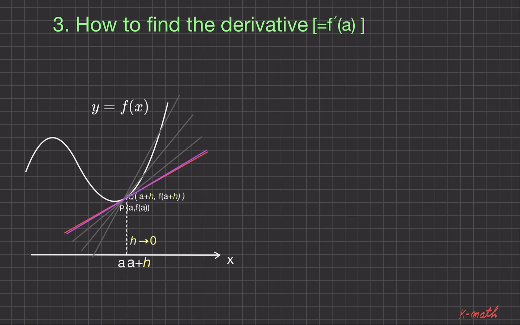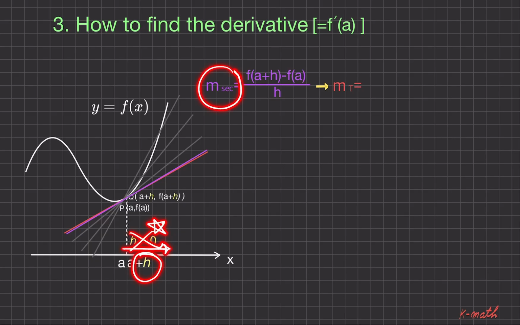Let's try to find the derivative. We start with this expression, f of a plus h minus f of a over h. Again, this is just the slope of the secant. For the slope of the secant line to become the slope of the tangent line, the value of h here must get closer and closer to 0. That's the key idea. Without that, it's just the slope of the secant line.